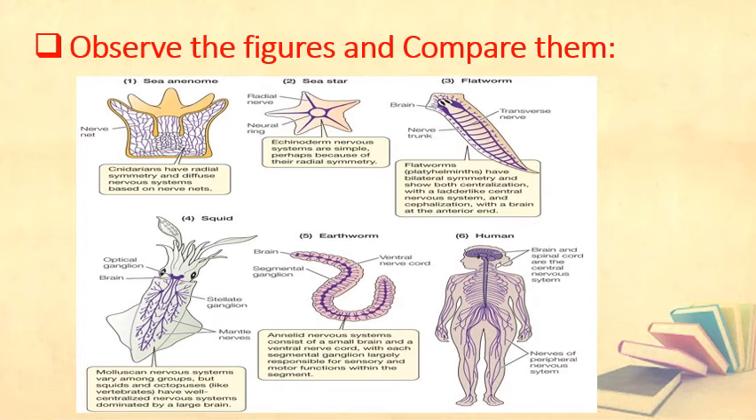Observe the figures and compare them. Look here, please. Look at the earthworm, the squid, the sea anemone, the sea star, the flatworm. All of them have a simple nervous system which is made up of ganglionic chains and nerves, while that of the human consists of the brain and the spinal cord, which form the central nervous system, and the nerves, which are connected to all the body, which form the peripheral nervous system.